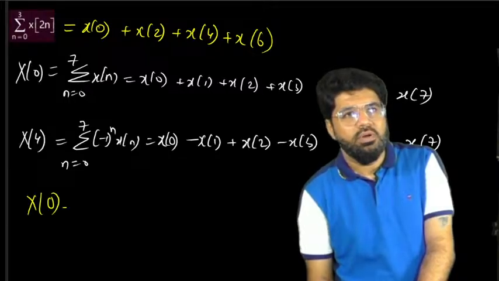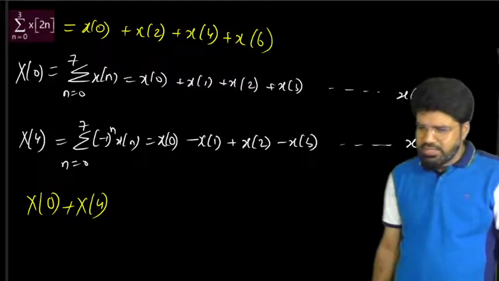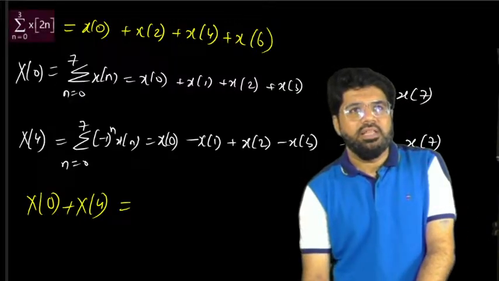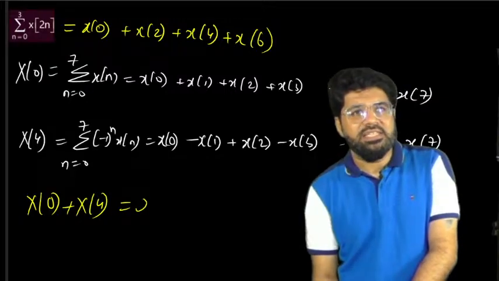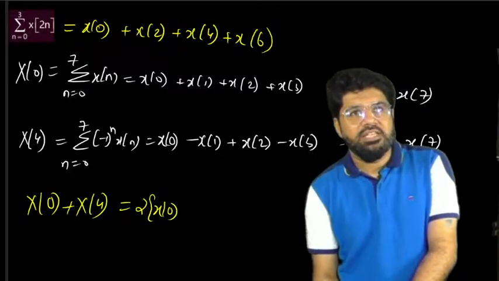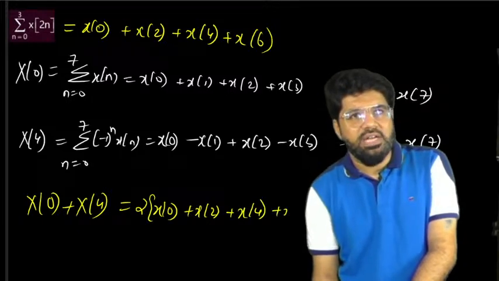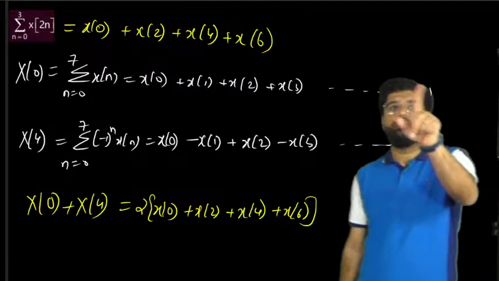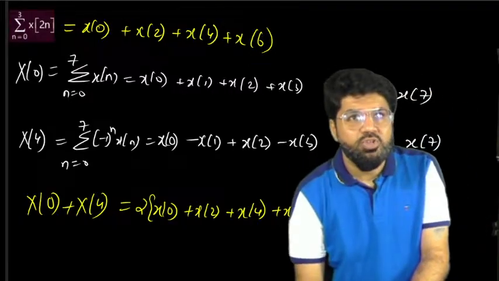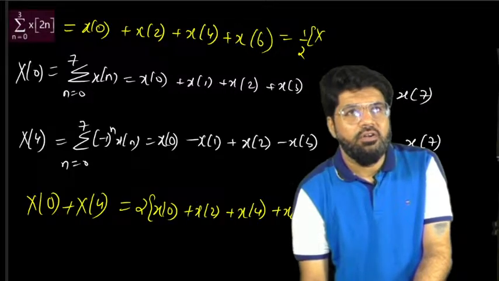Because it is alternate plus minus, if you add this X0 and X4, what is going to happen? The minus x1 plus x1, minus x3 plus x3, all of this will cancel, but x0 plus x0 will come 2 times, x2 and x2 will come 2 times, then the next term will be x4, and then x6. Only even values, and that is what my question is. So x0 plus x2 plus x4 plus x6 should be equal to, dividing this 2 on the other side, 1 by 2 of capital X0 plus capital X4.